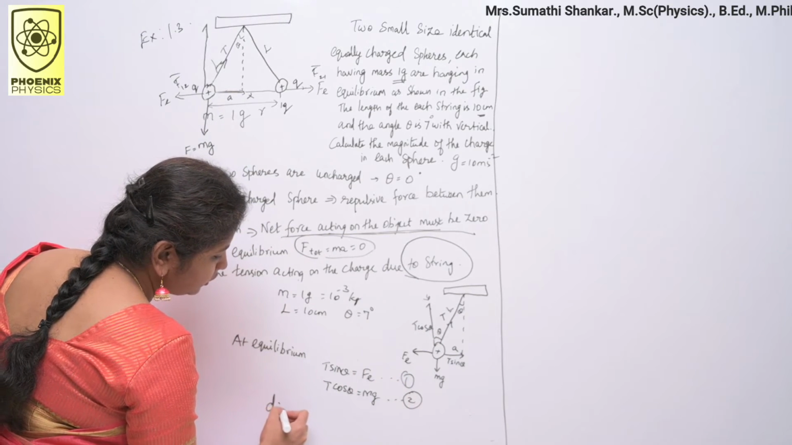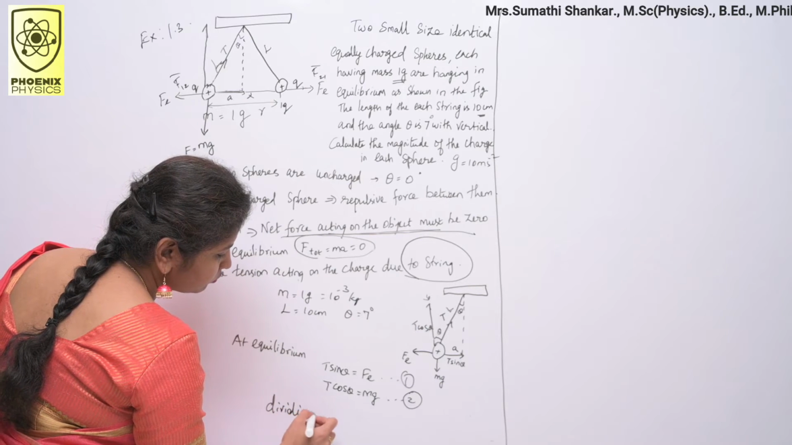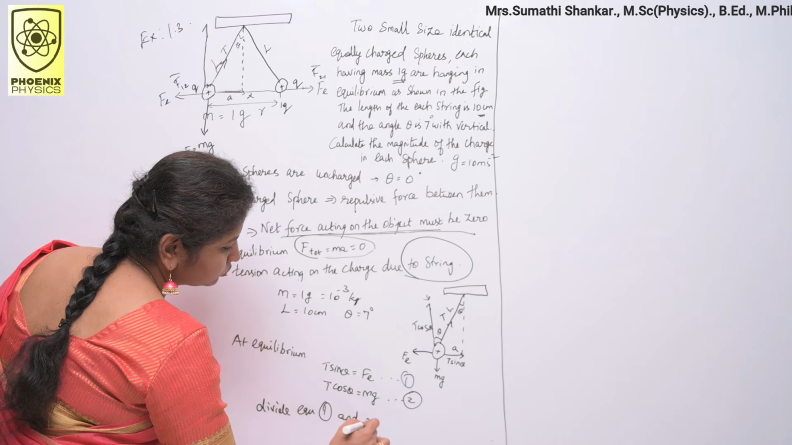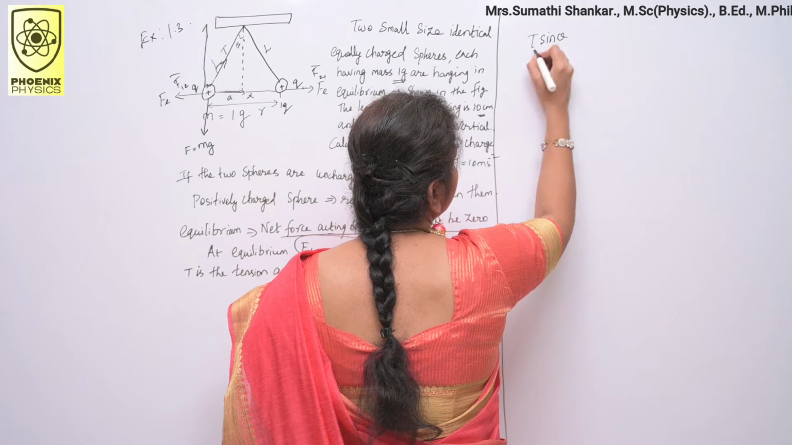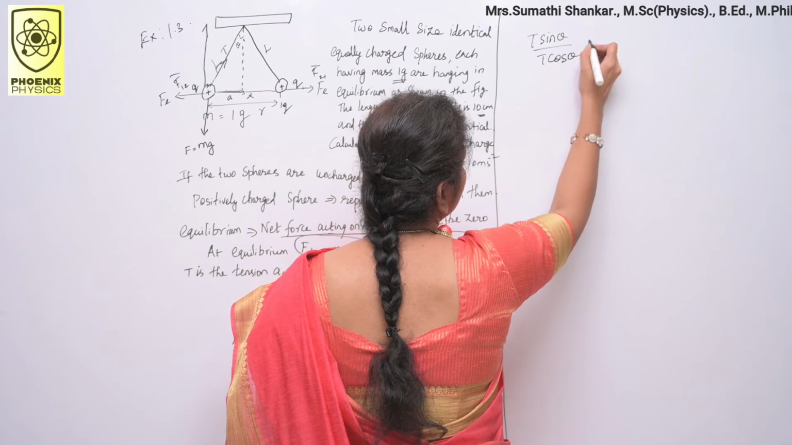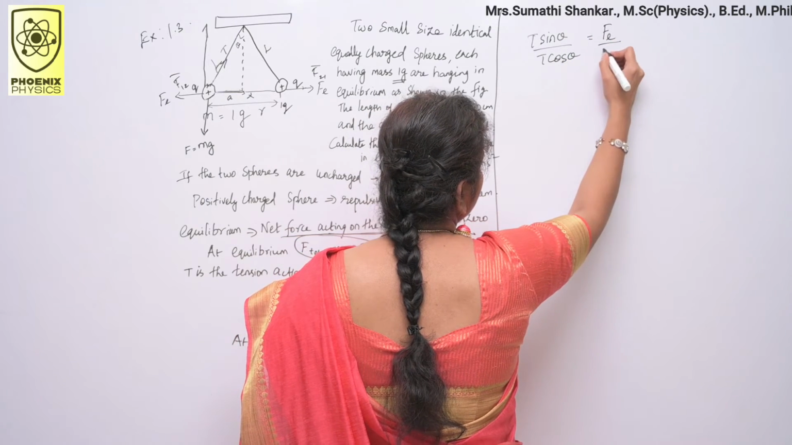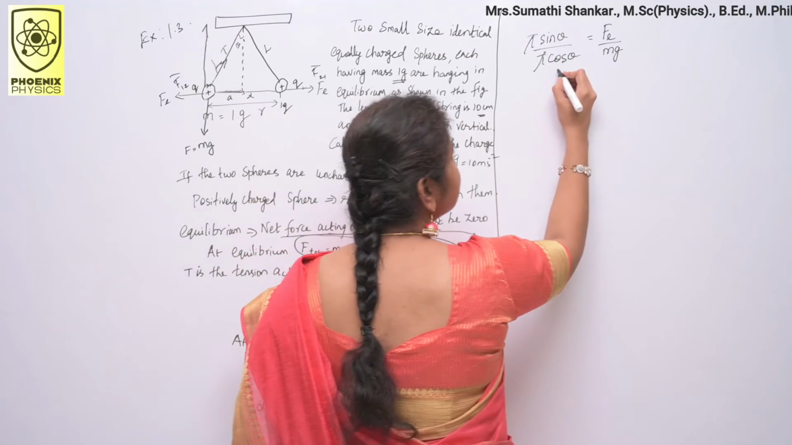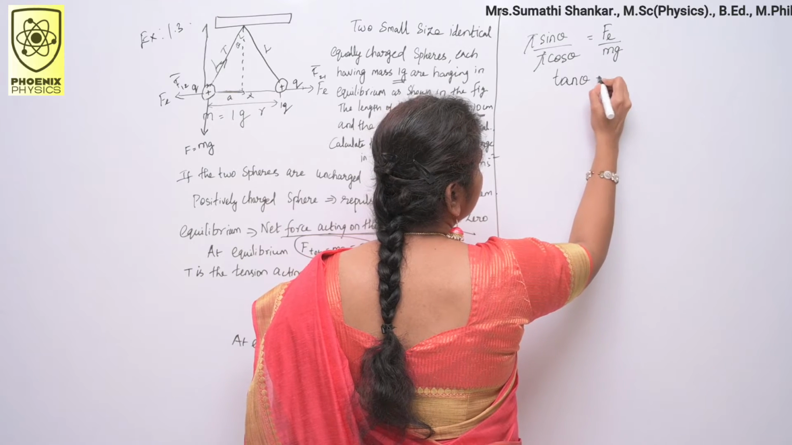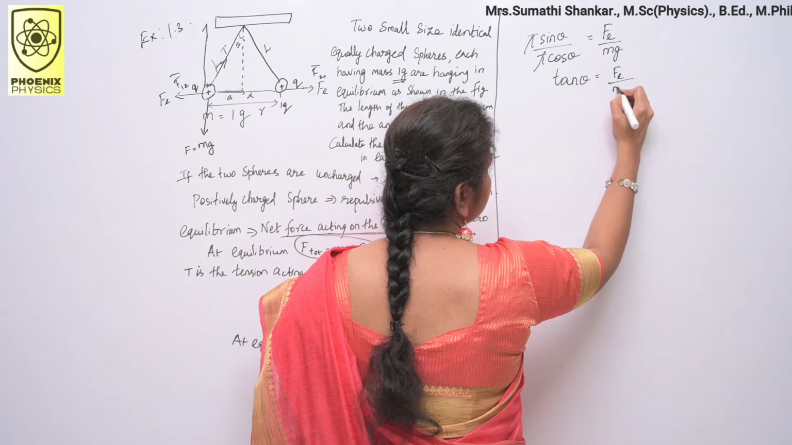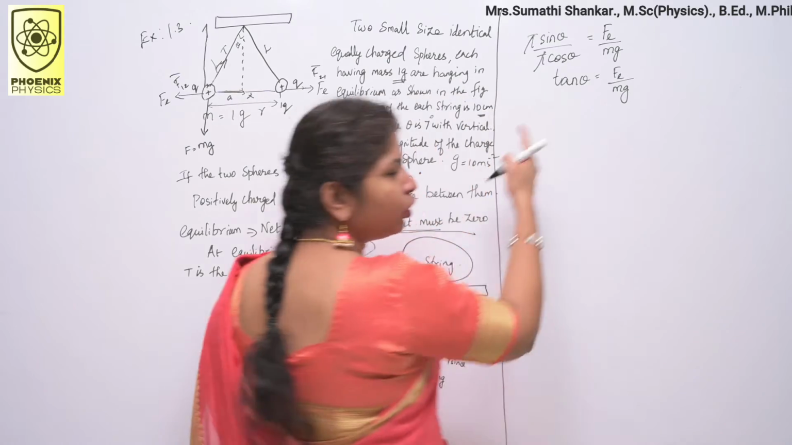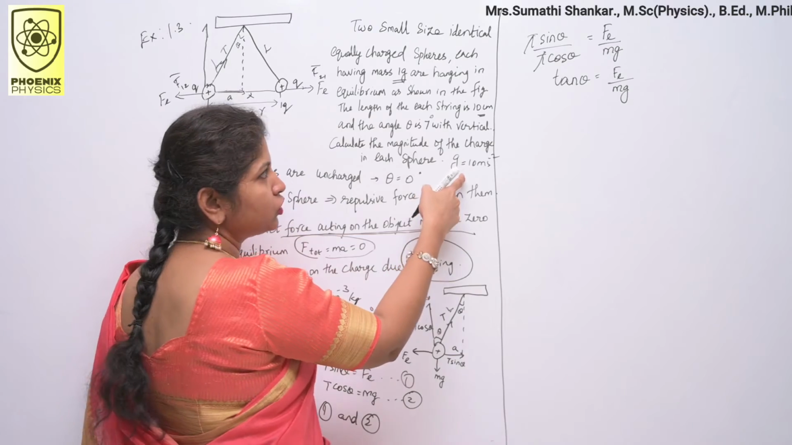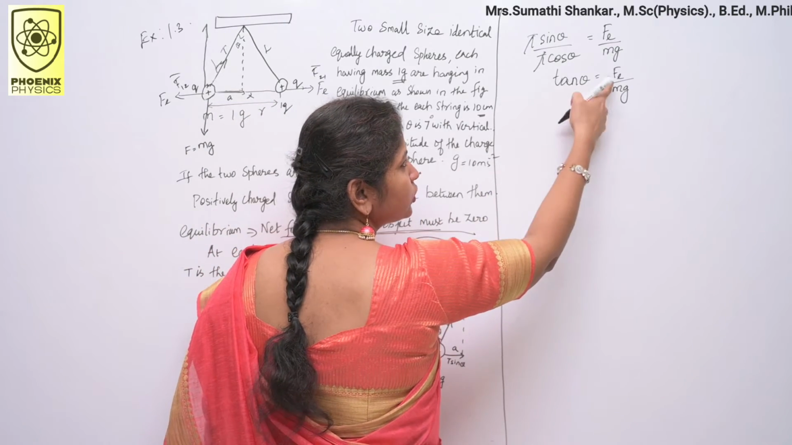Just divide equation 1 by 2. T sin theta divided by T cos theta is equal to Fe divided by mg. So cancel this T. What is sin theta by cos theta? That is tan theta. Tan theta is equal to Fe by mg. So m, the mass of the sphere, you know; g you know, 10 meter second power minus 2; theta you know. You should calculate Fe.